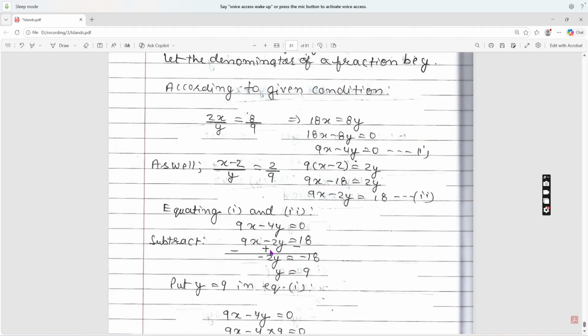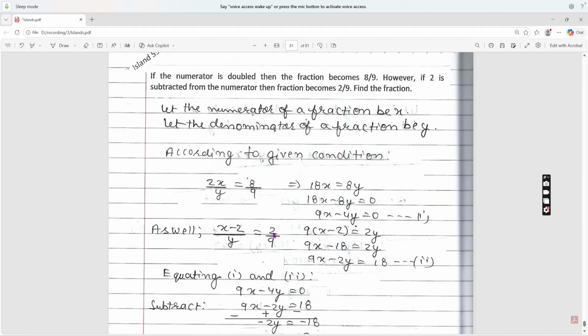Okay, it is done. Now only one type is left, that is finding the value of k when the system of equations is given as consistent or inconsistent, or the lines are parallel, intersecting, or coincident. That we are going to cover in our next video.